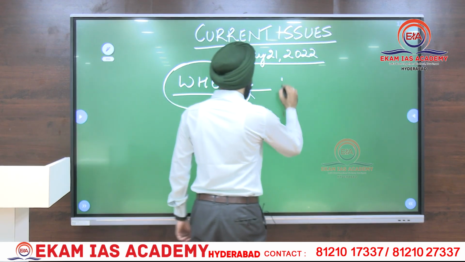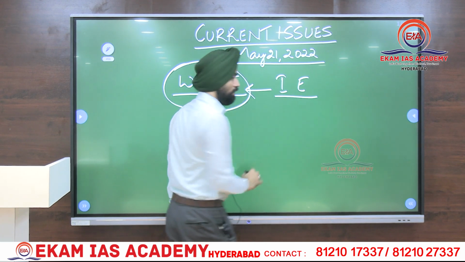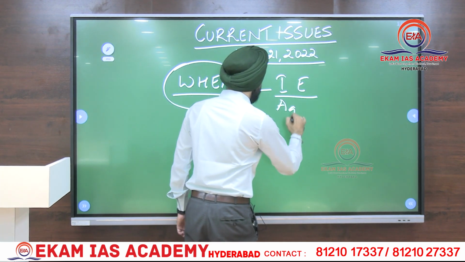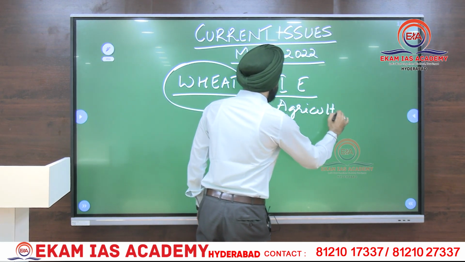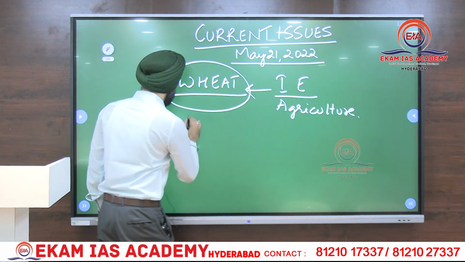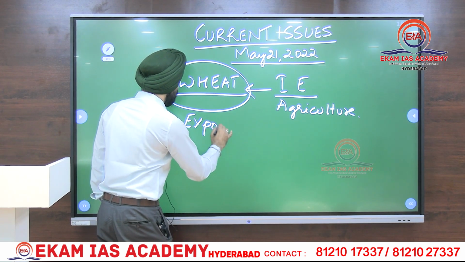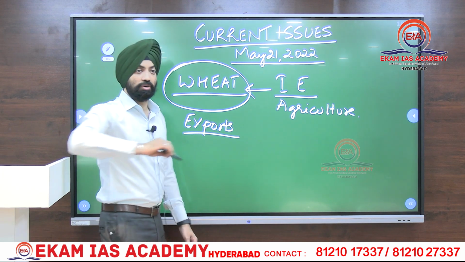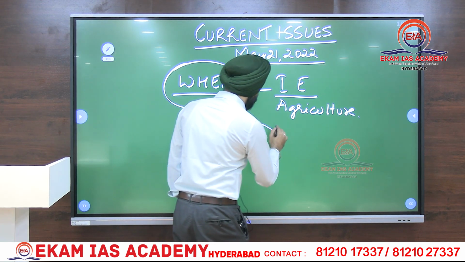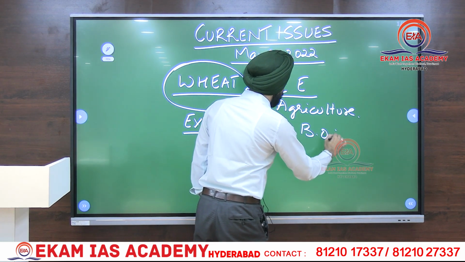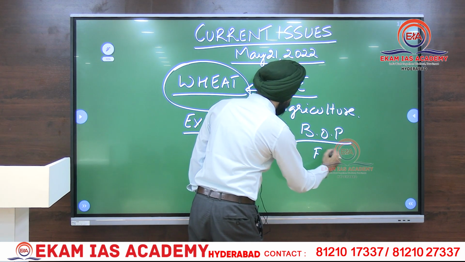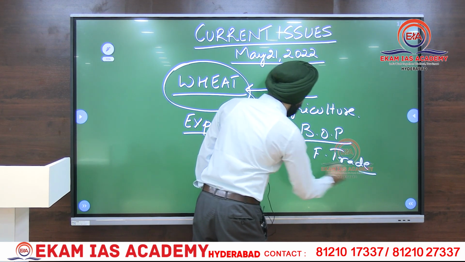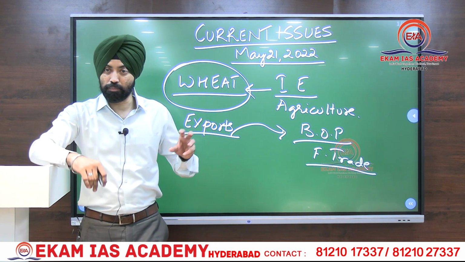The moment you say yes, it is related to Indian economy. Under Indian economy, it is related to agriculture. Now because they are talking with respect to export of wheat, not only agriculture, then it will come under my balance of payment, it will come under my foreign trade. Now you understand how the linking happens.